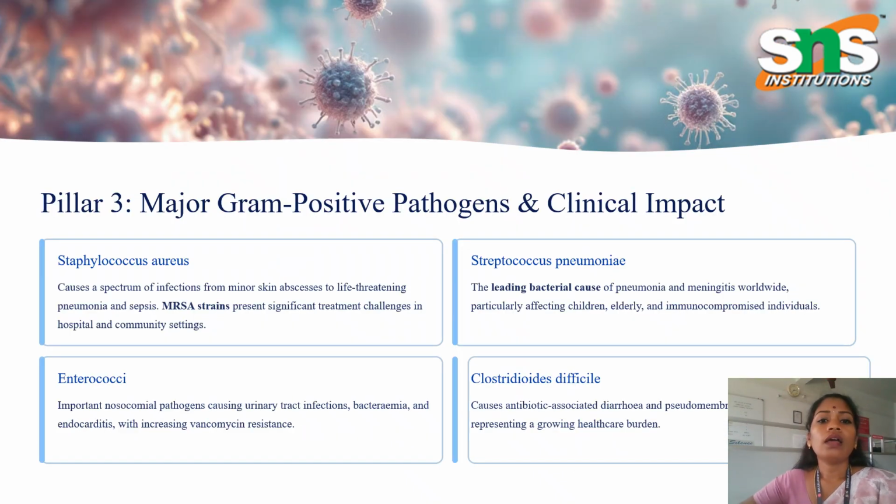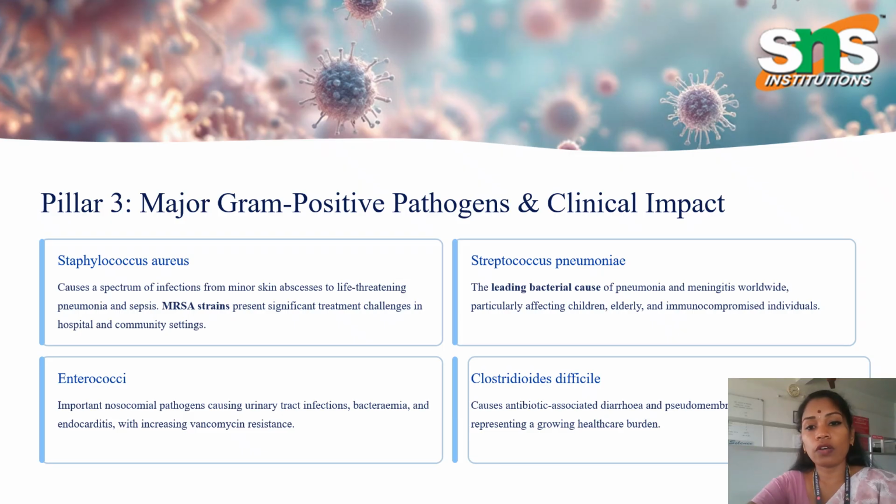Moving on to the gram-positive pathogens of clinical significance. Here I am giving four examples for your reference. One is Staphylococcus aureus. It causes a spectrum of diseases, from abscesses to life-threatening infections. We can identify it by the gram staining method, and the MRSA strain presents significant treatment challenges in healthcare communities.